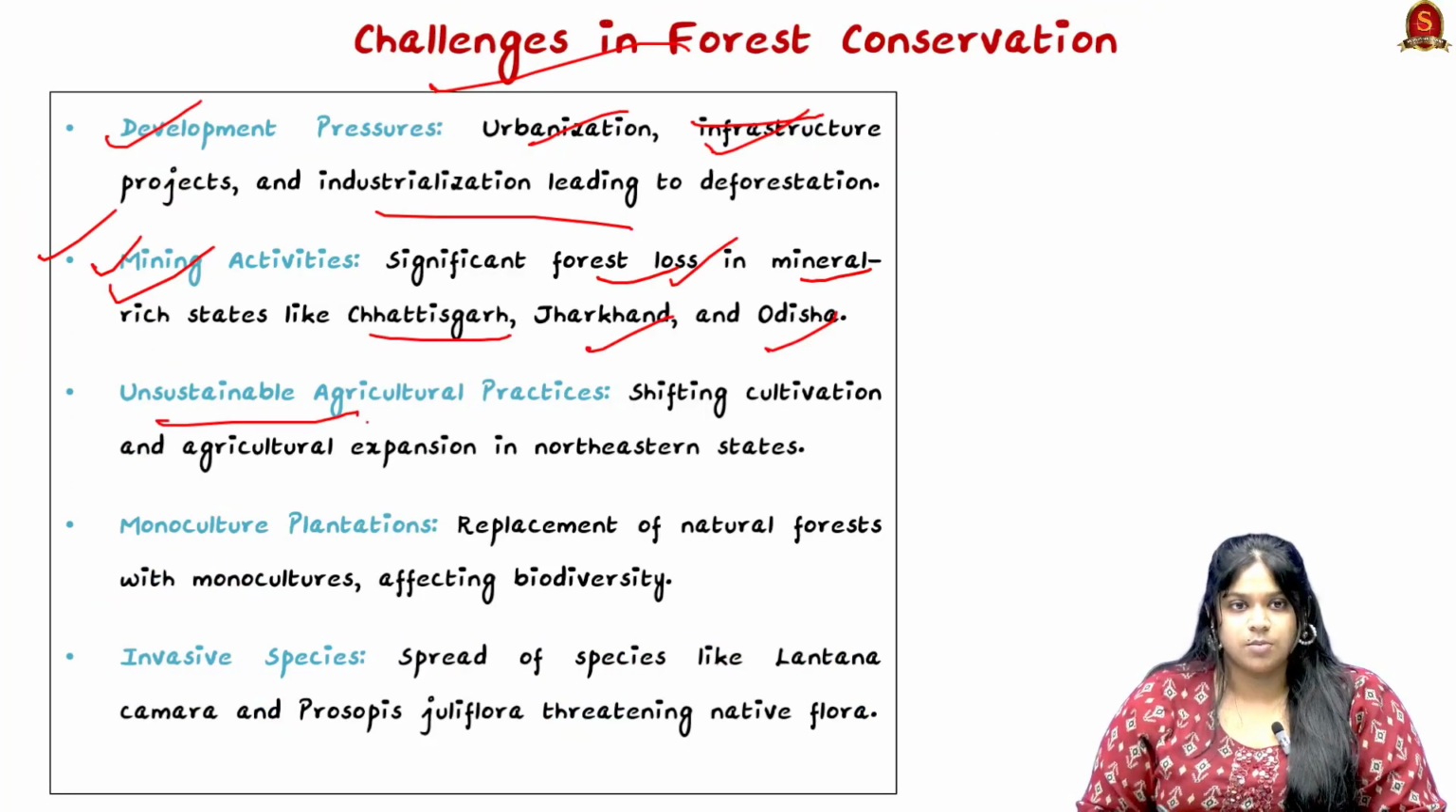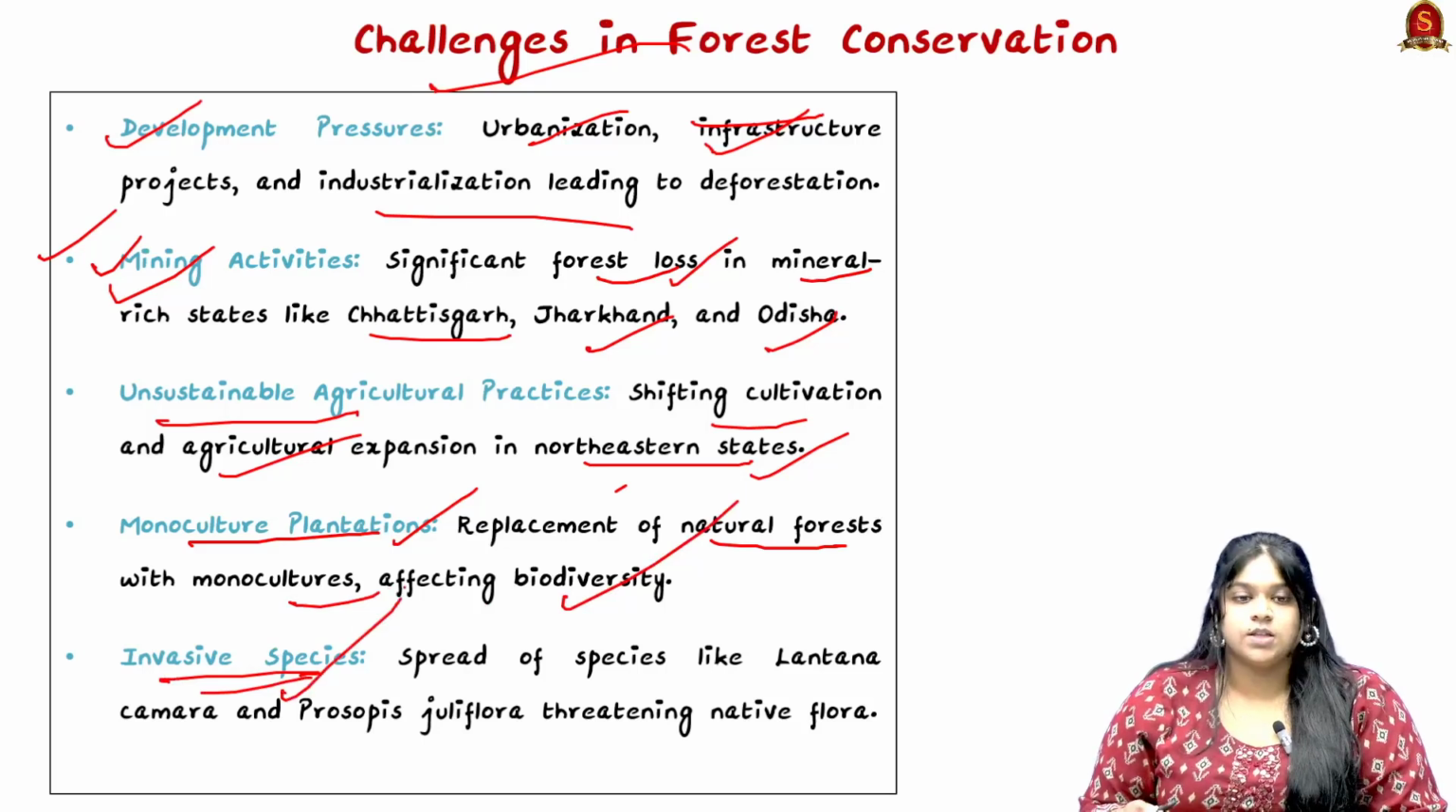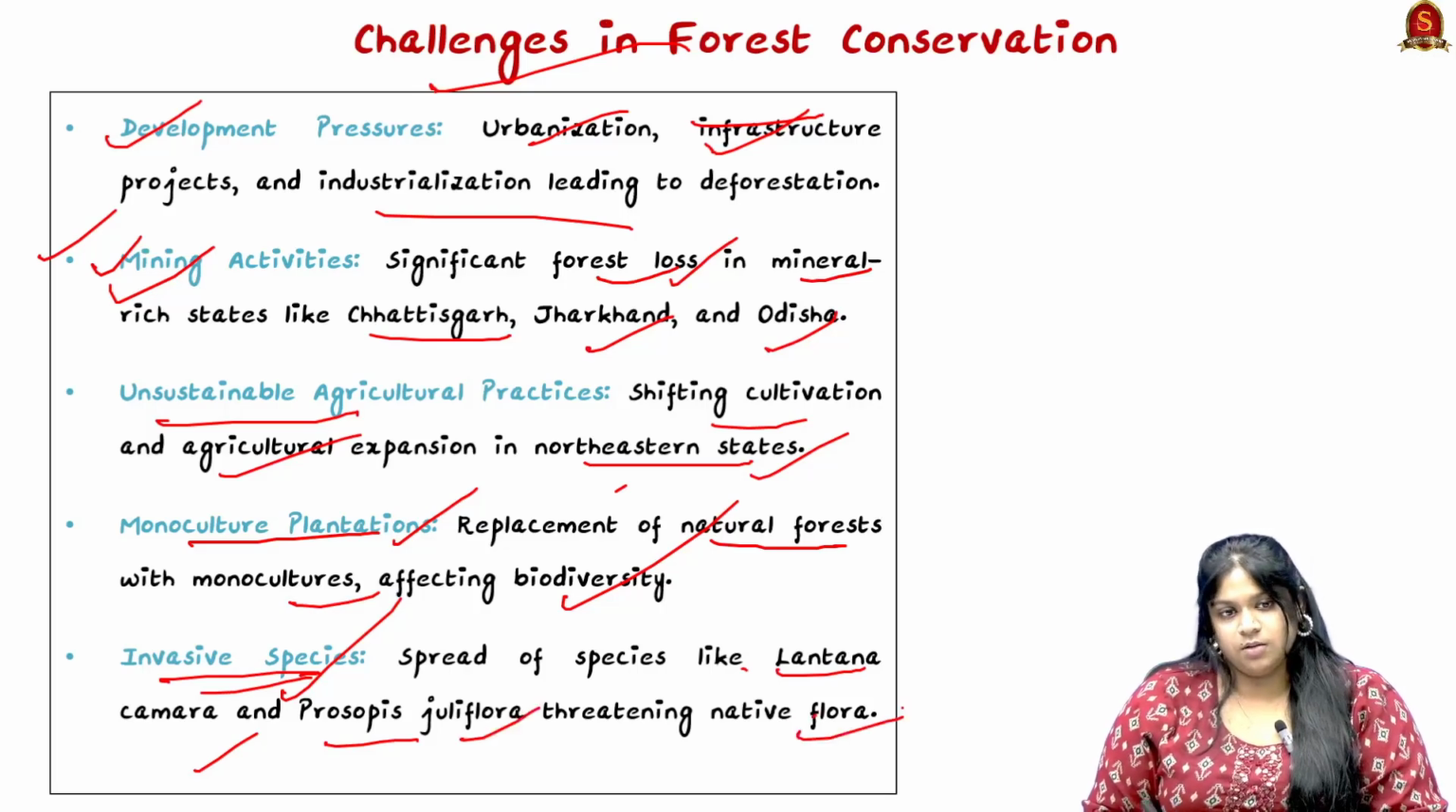Next is unsustainable practices. We all know shifting cultivation such as Jhum and agriculture expansion, especially in the northeastern states. Then monoculture plantations, where there is replacement of natural forest with monoculture, affecting the biodiversity, and inclusion of invasive species such as Lantana camara, then Prosopis juliflora, threatening the native flora.